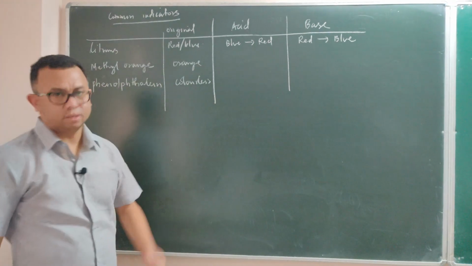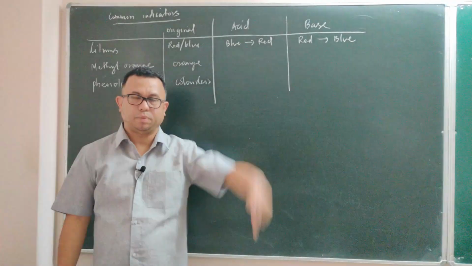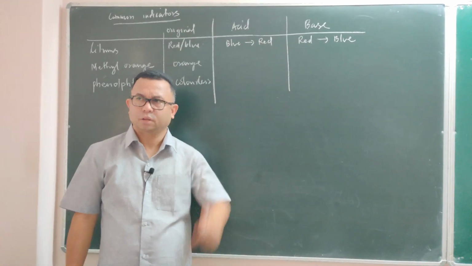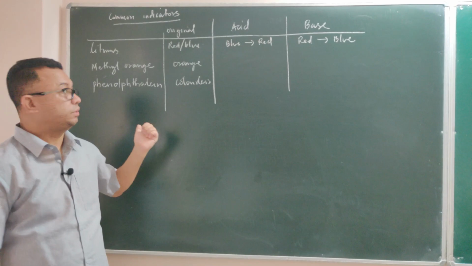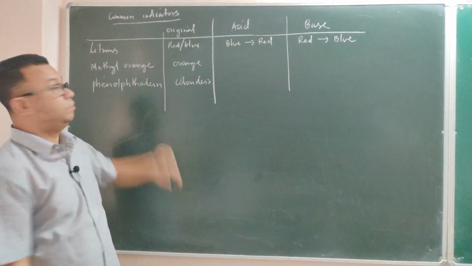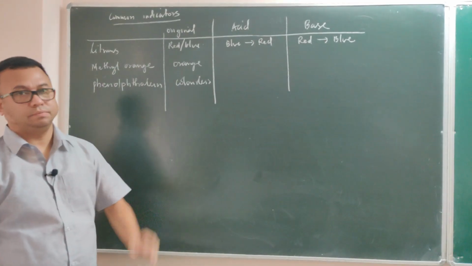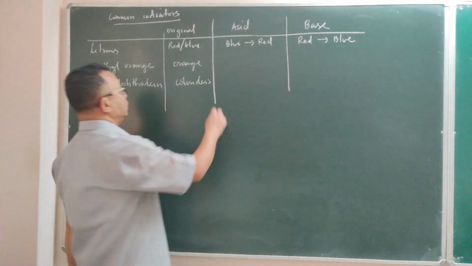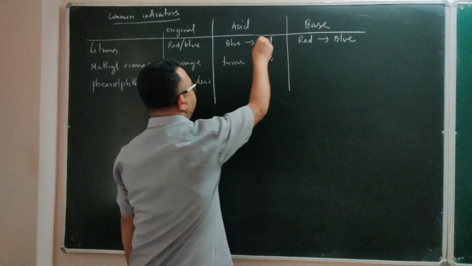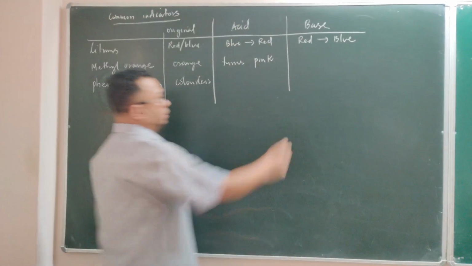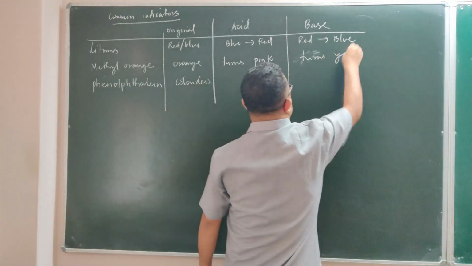Litmus is a solution, but for convenience that solution is converted into paper, litmus paper. You might have seen litmus paper. The paper is for convenience, but otherwise all these 3 are solutions. We usually prepare a solution of all these 3. Now, methyl orange is orange in color, but this orange color will turn pink in acid, and it turns yellow in base.